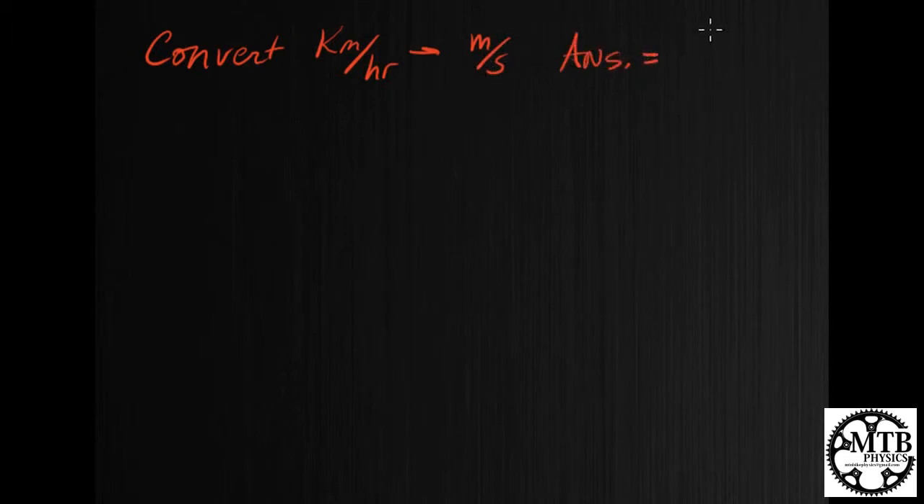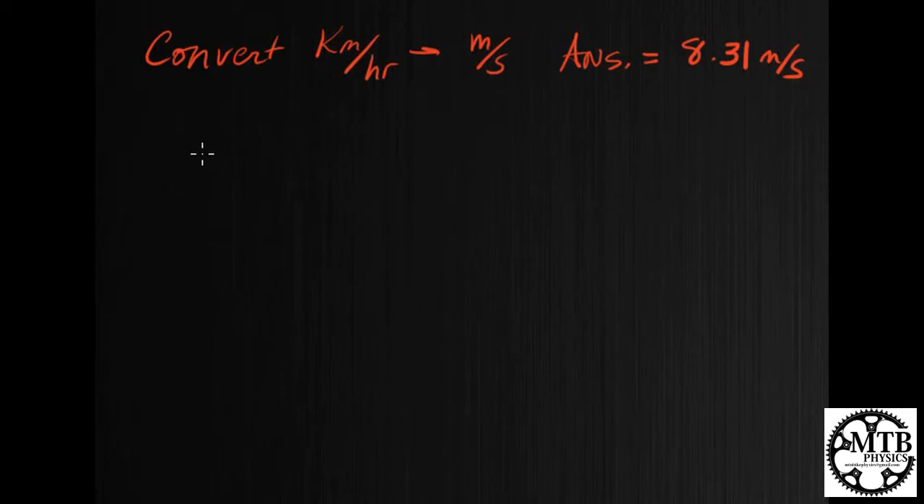All right, we're going to go ahead and start solving this problem. First thing we need to do is convert kilometers per hour to meters per second, so we get all our units in the right form. The answer there is going to be 8.31 meters per second is our initial velocity.